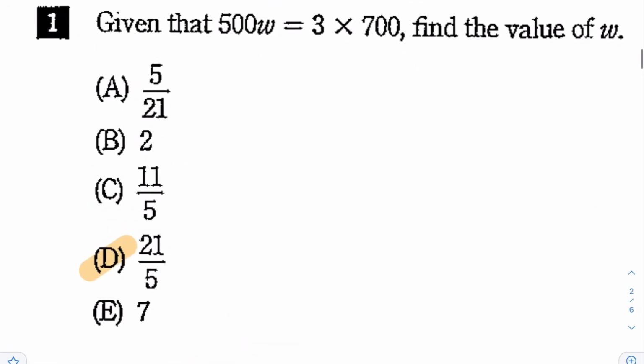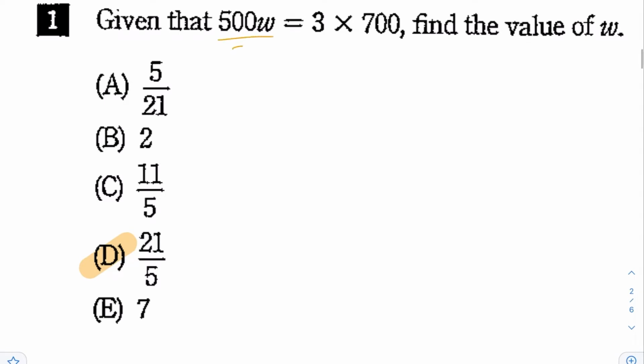For question number 1, it says, given that 500W is equal to 3 times 700, find the value of W. So to find the value of W, you have to get W by itself, and you can do that by dividing both sides by 500, which is the inverse operation of multiplying, because there's 500 times W on the left.